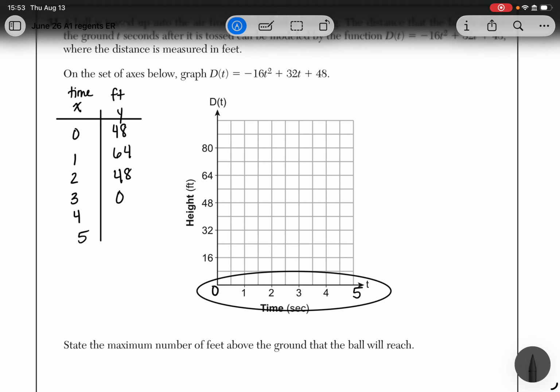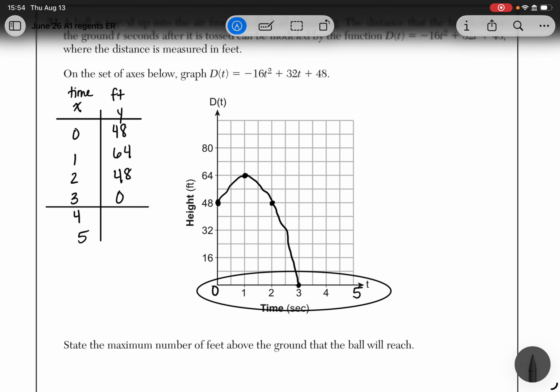I'm not going to write the others only because we can't get into the negative values for our graph. So we're just going to stop at that 3 instead. And now we just plot our points. So we have 0, 48. We have 1, 64. 2, 48. And then 3, 0. From here, we just connect our dots for our graph.